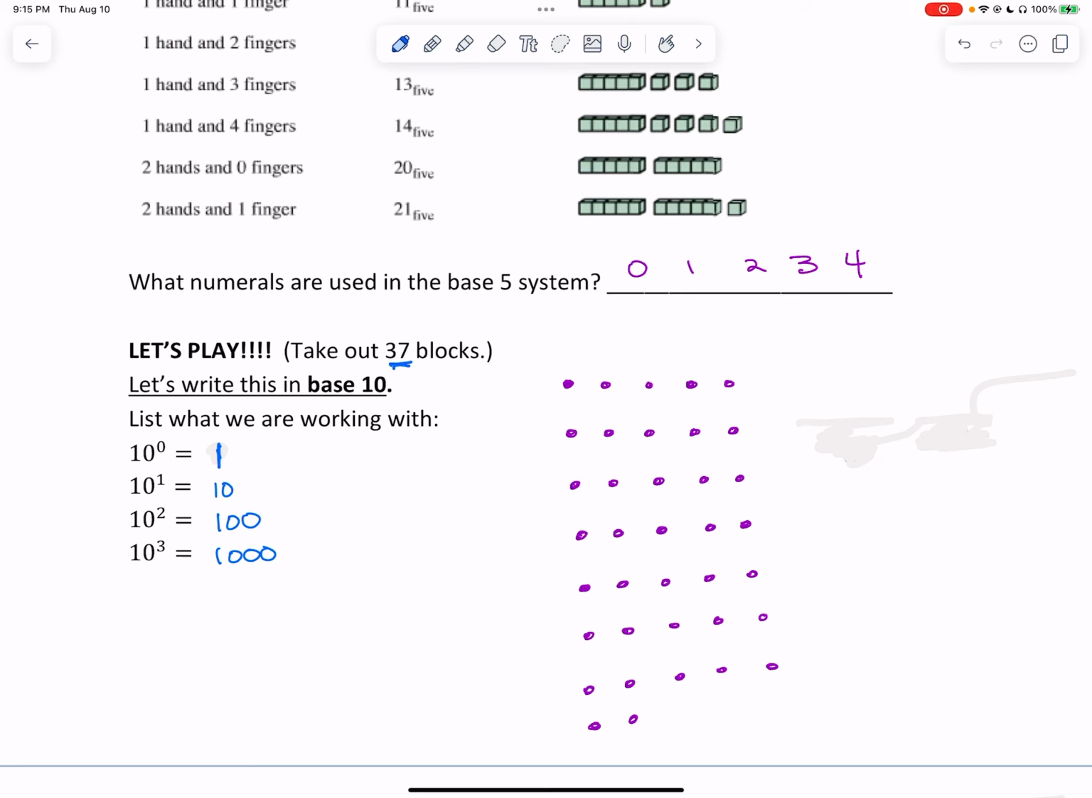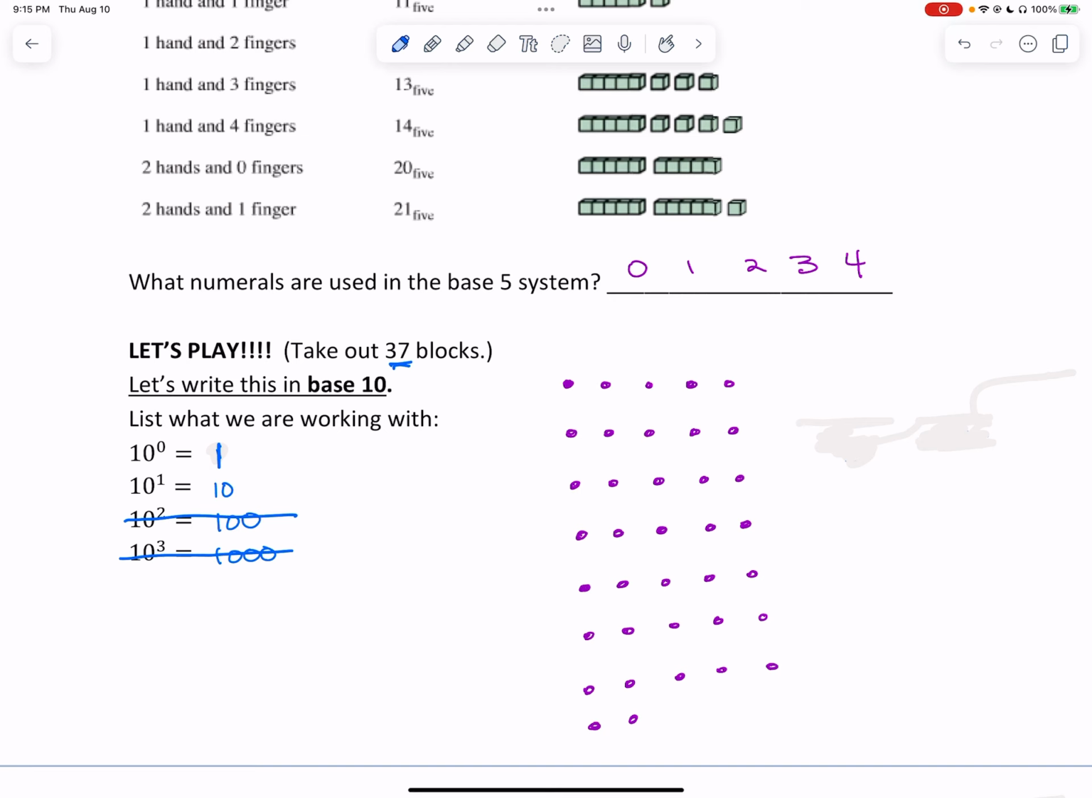So are we going to have something in the 10 to the third block? We don't have 1,000. We don't have 1,000 blocks. So we're not going to use this. Okay. What about 10 to the second? We don't have 100 blocks. We only have 37. So we do not need that. All we need is 10 to the first and 10 to the 0.